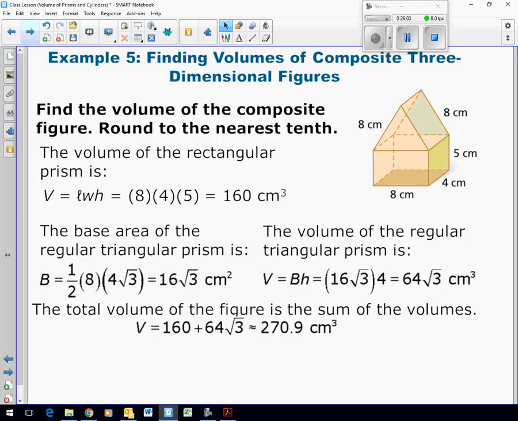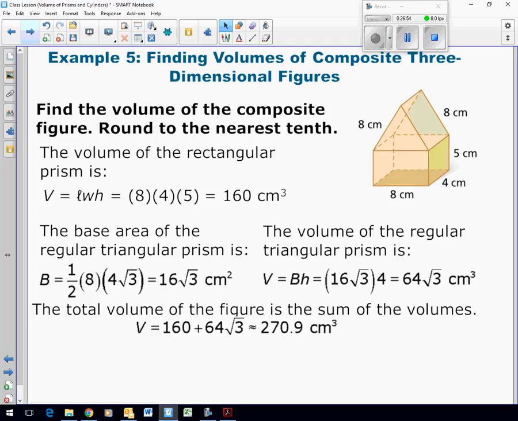Most of the time, you might see it like this. What's the volume of this composite figure? Well, take the volume of this cylinder, take the volume of this cylinder, add the volumes together. Okay? In this case, look what it does on the board. It has a triangular prism with a rectangular prism. Take the volume of the rectangular prism, 8 times 4 times 5, okay? And then you're going to have to take the base area of the triangular prism. They calculate it as 1/2 of 8 times 4 times the square root of 3, okay?